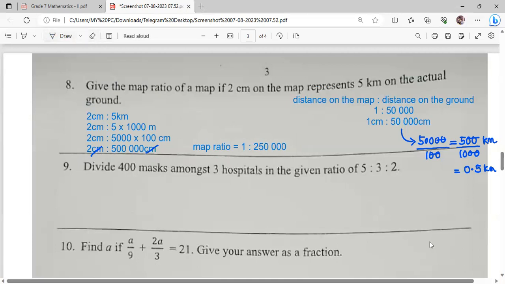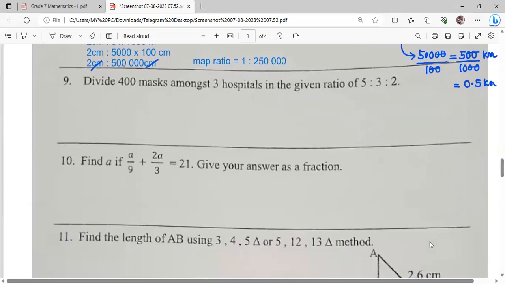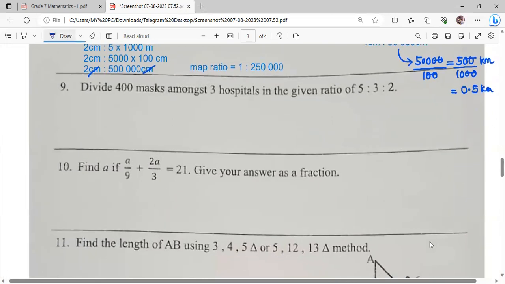Right. So then question number 9: divide 400 masks among 3 hospitals. This is the first hospital, this is the second hospital, and this is the third hospital. Children, when you have this kind of question, can you remember what is the first thing we need to do? We add 5, 3 and 2 together.